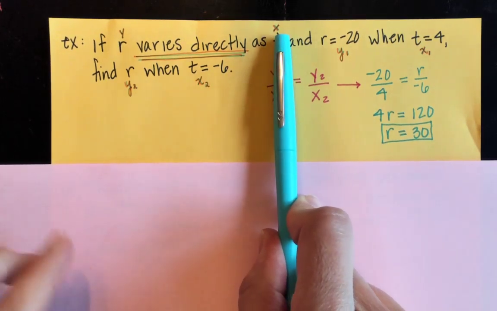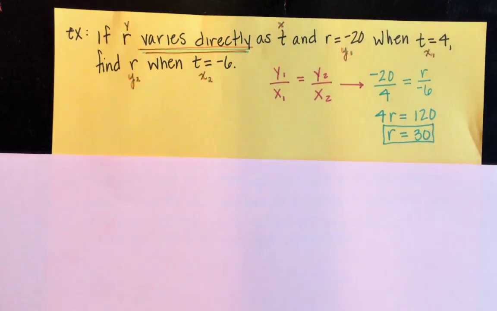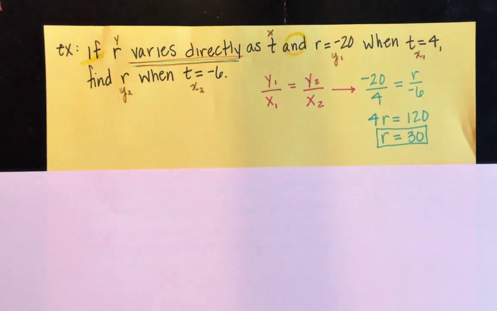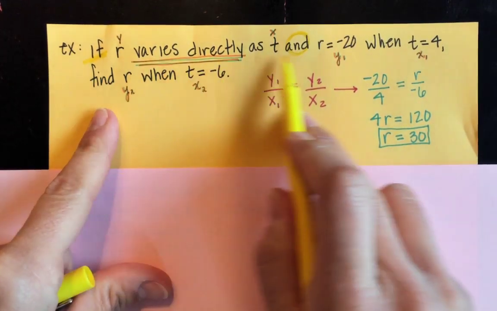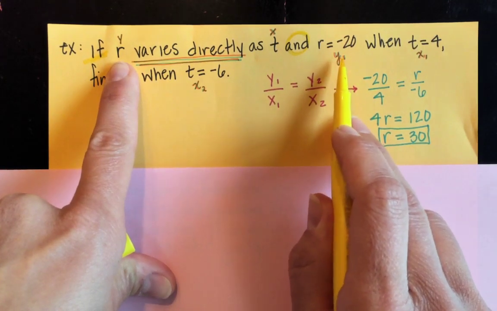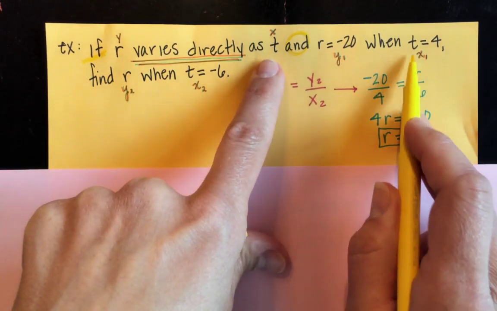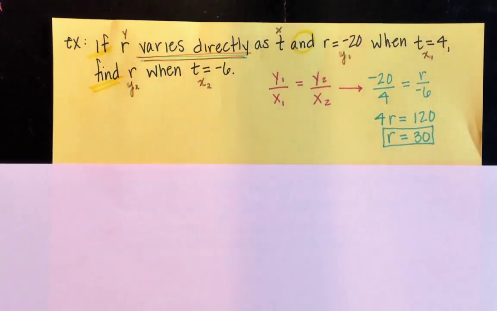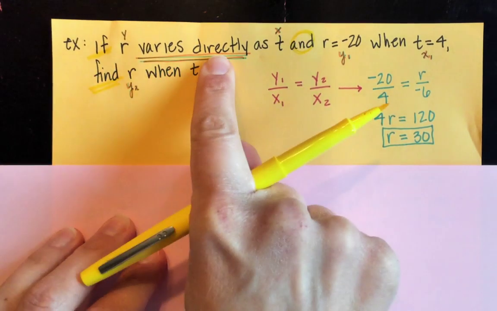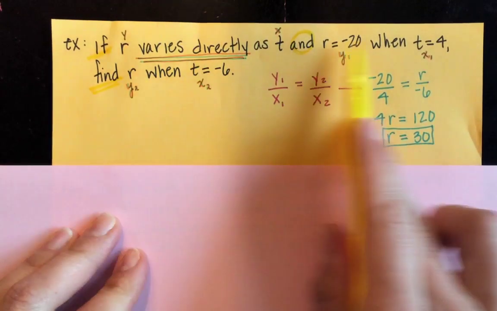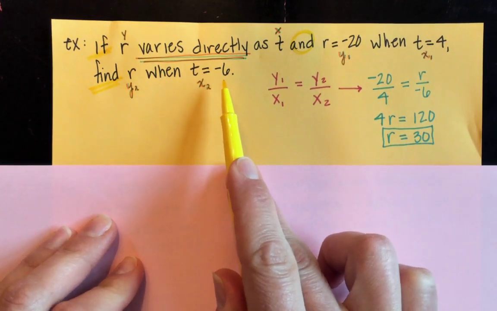Now that allows me to pay attention to, in this first part, the "if," the "and," like our hypothesis. Whatever is still a part of that, I'm going to label. All the R's are the y's, so this first R is now y1, and the first T is our x1. After the word "find," where the question is, that's where the y2 and the x2 show up. It varies directly, so I set up my proportion, label everything with the y's and the x's, and then plug in.